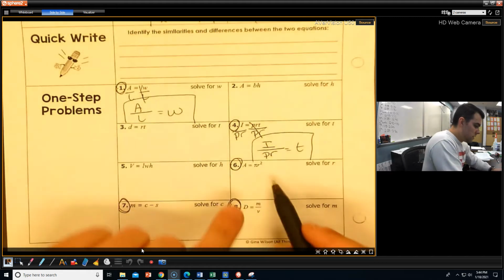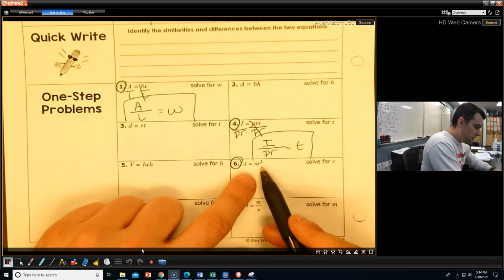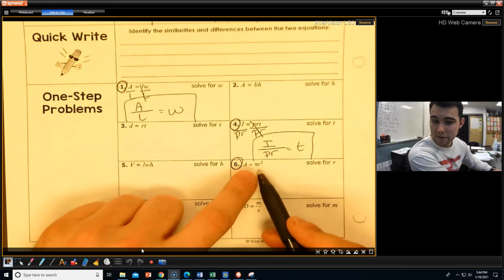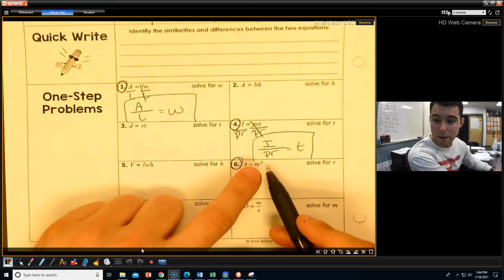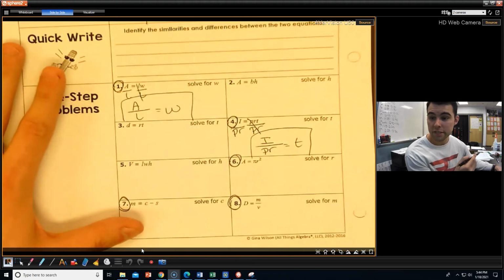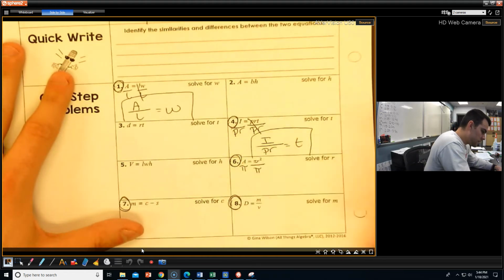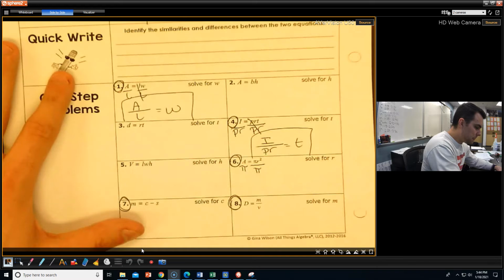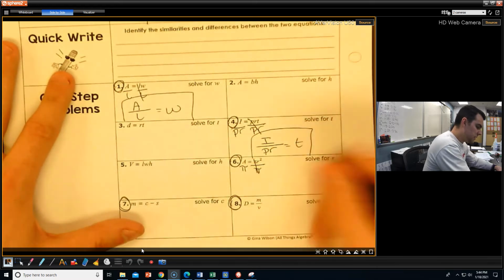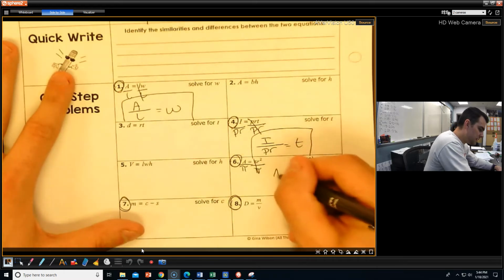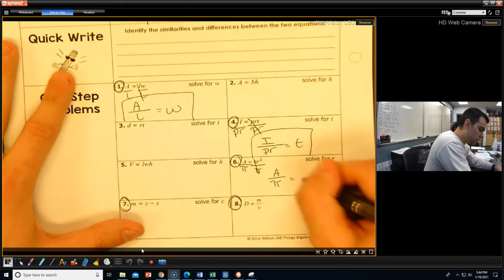Well, I want to get r by itself. I'm going to use SADMEP. Before I get my exponent done, I have to get rid of what I'm multiplying. I'm multiplying by pi. The opposite is to divide by pi. So I divide by pi. These cancel, and I get A divided by pi is equal to r squared.